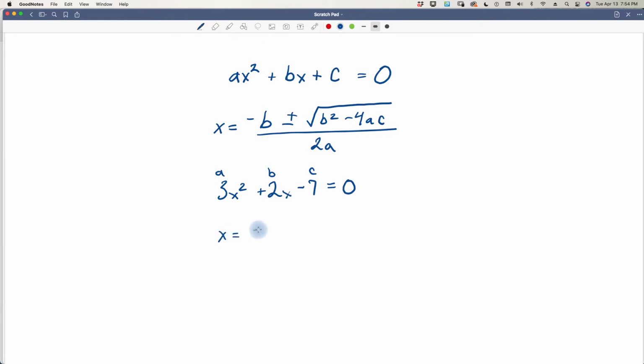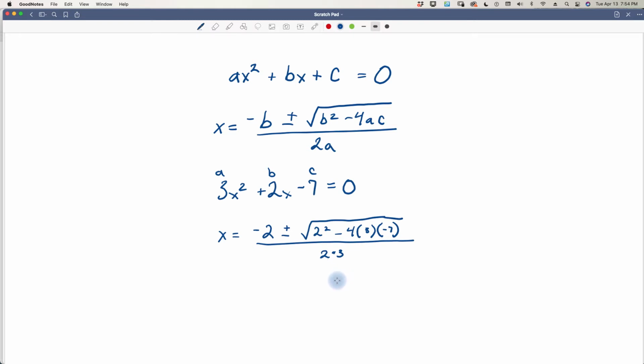x equals negative 2 plus or minus the square root of 2 squared minus 4 times 3 times negative 7, all over 2 times 3. Okay, so we just subbed in all of these numbers into our quadratic formula. And then all we have to do now is solve.